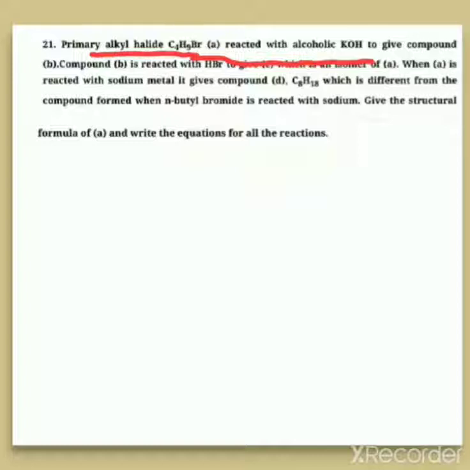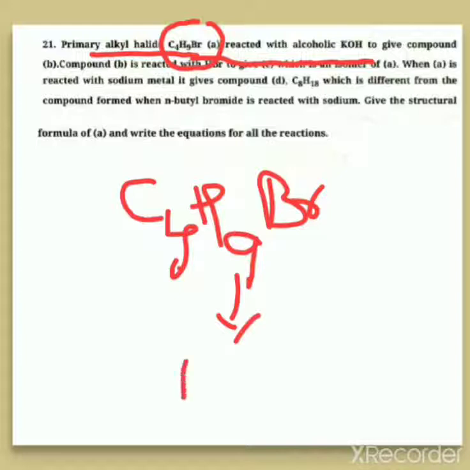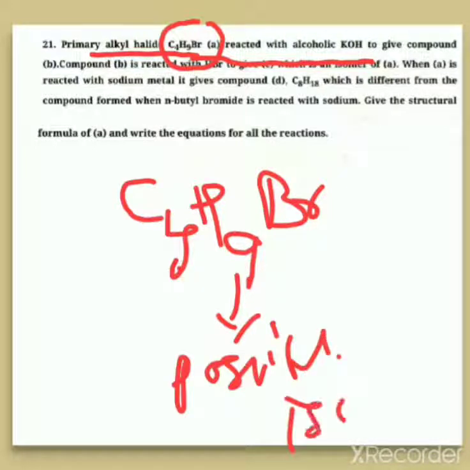First, a primary alkyl halide is treated with alcoholic KOH. So first of all, what is given to us for the primary alkyl halide? C4H9Br. That is the molecular formula given. So there are 4 carbons, 9 hydrogens and 1 Br. You have to make the possible isomers for this.